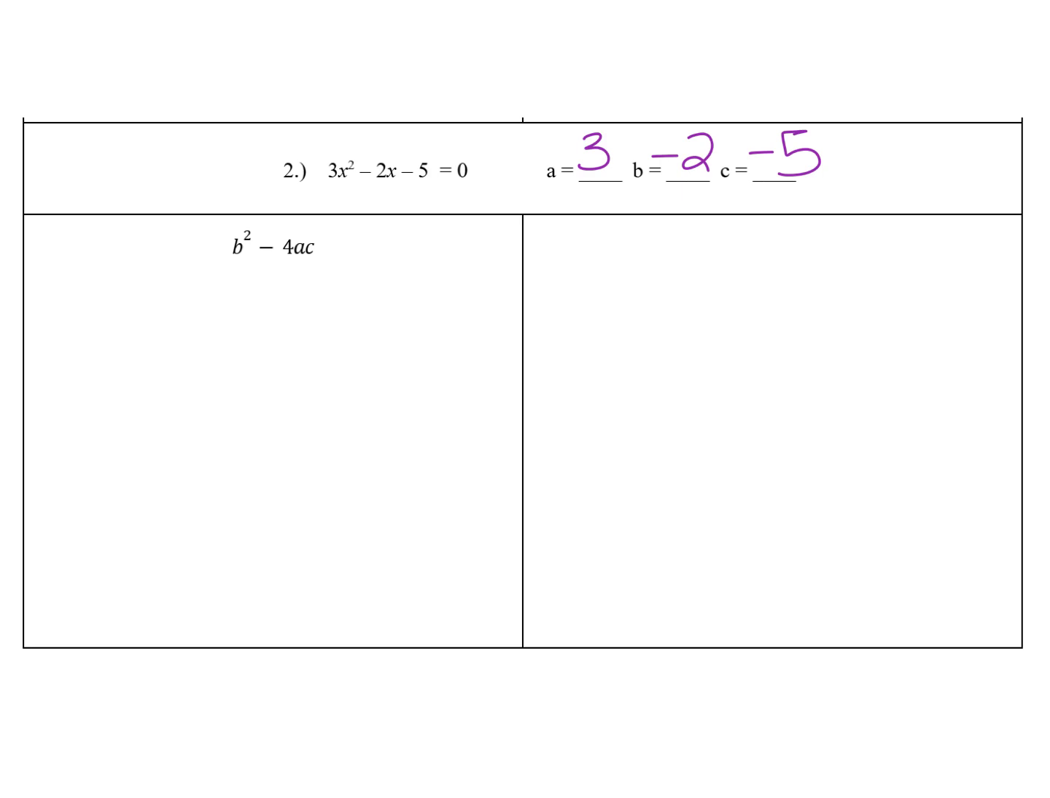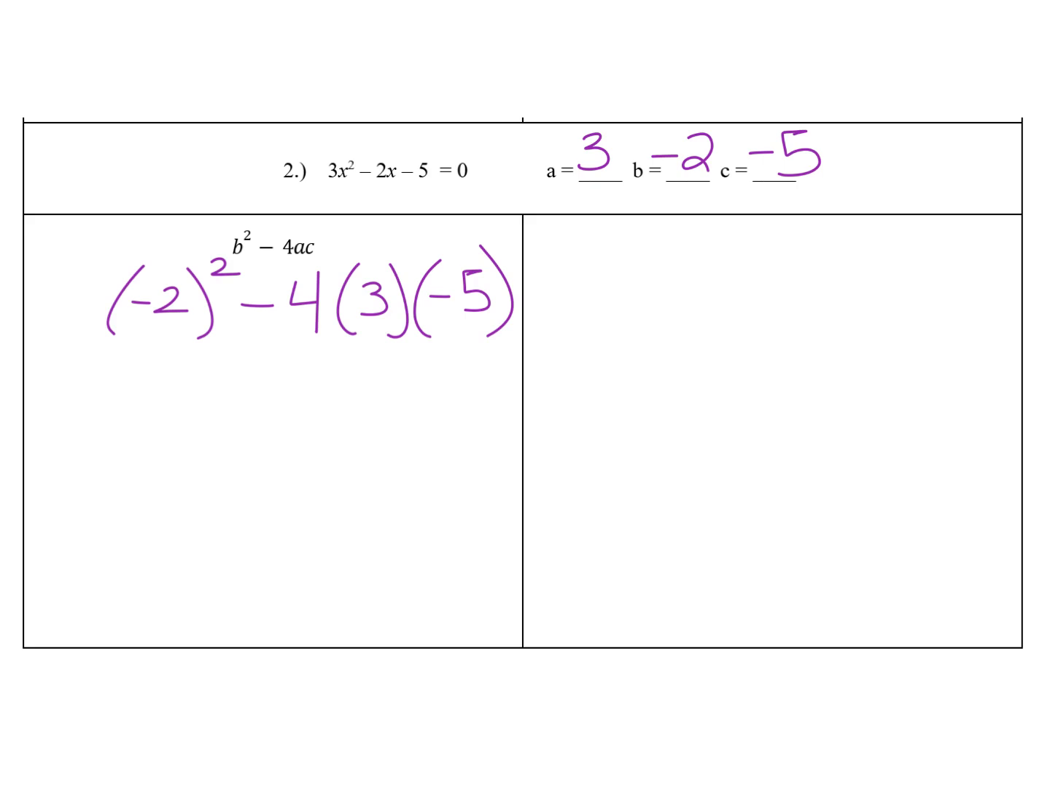So we're going to start first by plugging it into b squared minus 4ac. So since b is -2, I'm going to do -2 squared, don't forget to put that in parentheses, minus 4 times a, which is 3, times c, which is -5. And then we do the math.